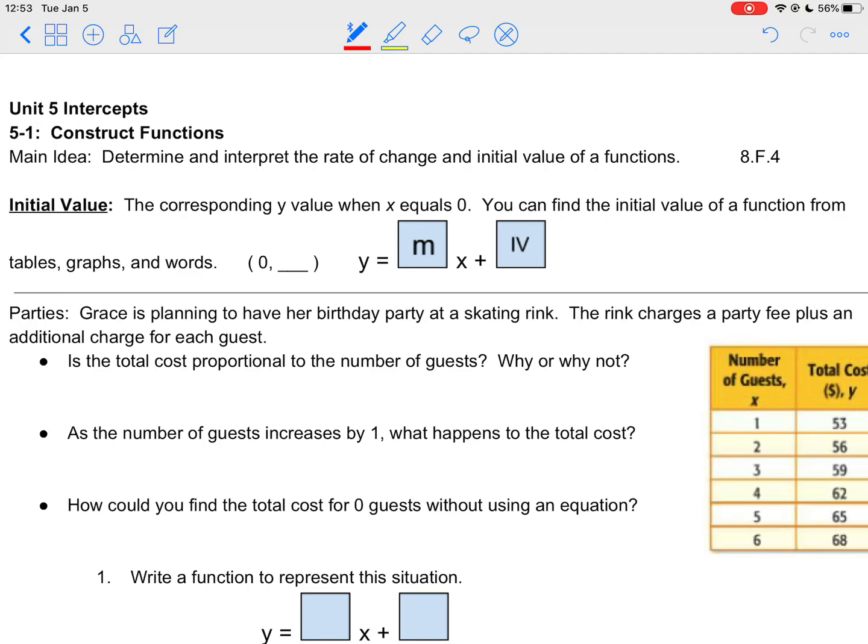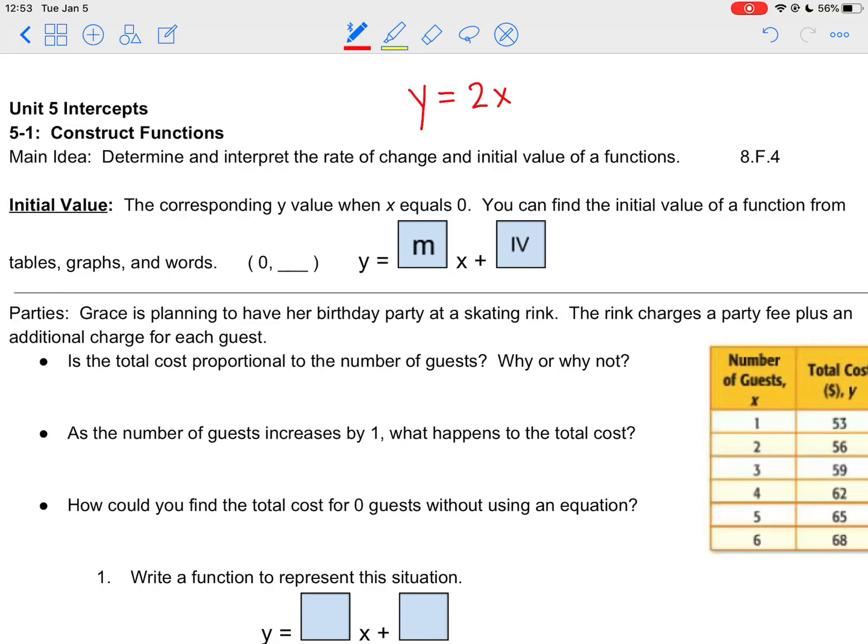In the previous unit, we talked all about slope and rate of change and how that is represented in equations, tables, and graphs. Whenever we were writing equations, we always wrote equations that were proportional or direct variation equations. So in this unit, we're going to be focusing on that extra piece that shows up in equations sometimes, and that's the constant that's added on at the end.